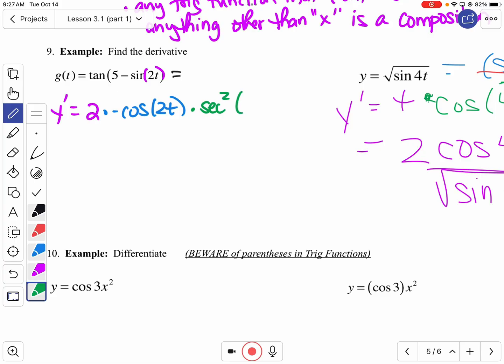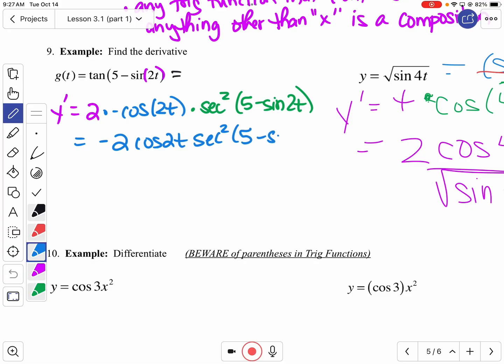And I keep all the inside stuff. So 5 minus sine 2t. All right? If we simplify all of that, really all we're going to get is negative 2 cosine 2t secant squared 5 minus sine 2t.